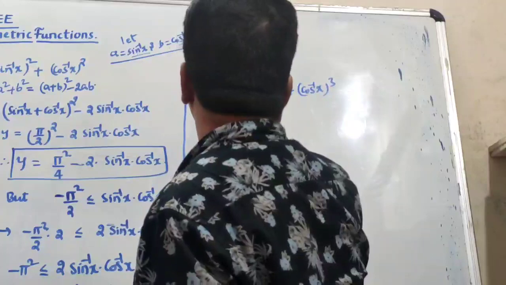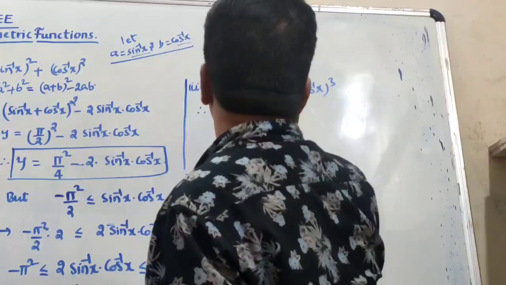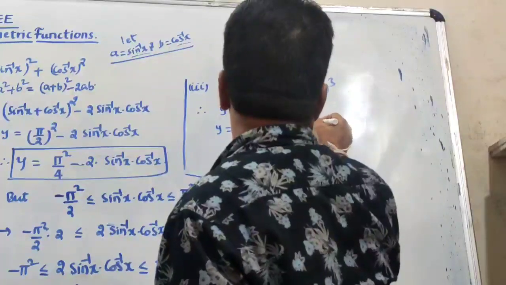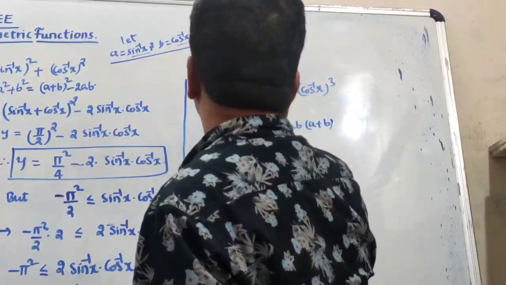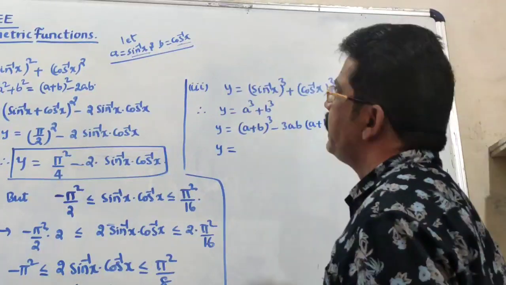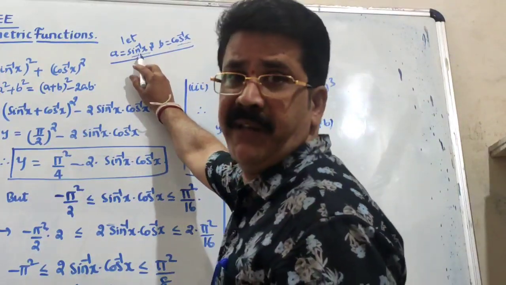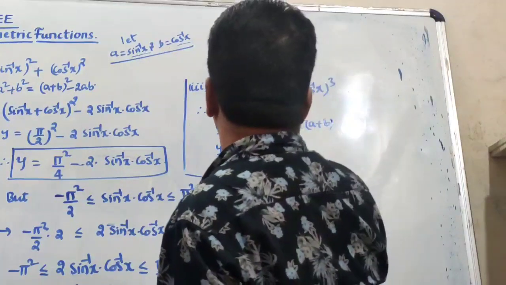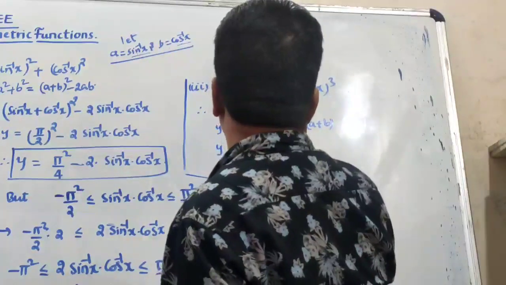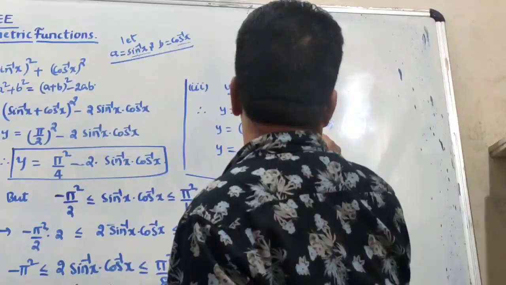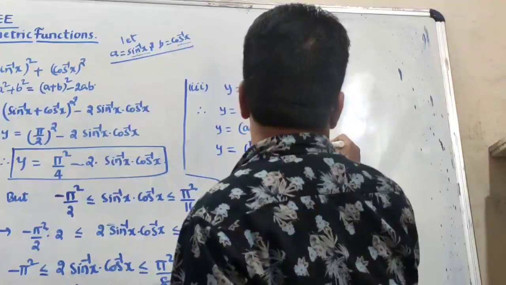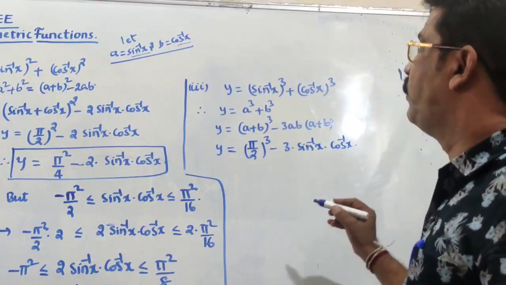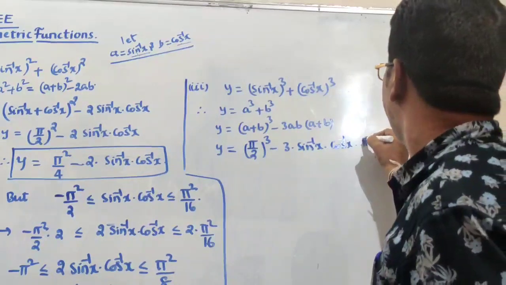So y equal to a plus b whole cubed minus 3ab into a plus b. So y equal to a plus b whole cubed. A plus b means sin inverse x plus cos inverse x. It is nothing but pi by 2 whole cubed minus 3 into sin inverse x into cos inverse x into a plus b. A plus b means it is pi by 2.